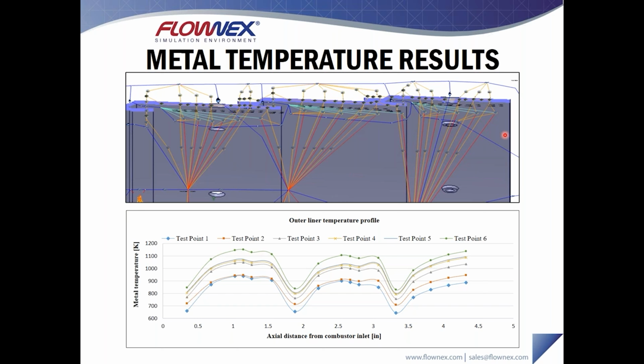This is a trend we see repeated for each of the panels. So as that film effectiveness or film efficiency drops, our liner wall temperature increases. We see an interesting little phenomenon here where our temperature drops off a little bit, and that's just due to cross conduction from the downstream slot. So that's what our metal temperature results looked like, and each one of these lines represents a different one of the test cases I showed you before.